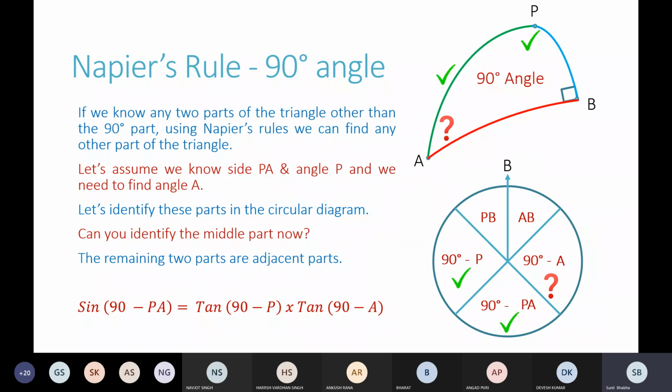Nice. Okay, very good beta. Now let me show you Napier's rule for a 90-degree side also, beta. This was for a 90-degree angle. Though it is not required here, later on in questions you will need it. So how do we apply Napier's rule for a 90-degree side? Let's see.